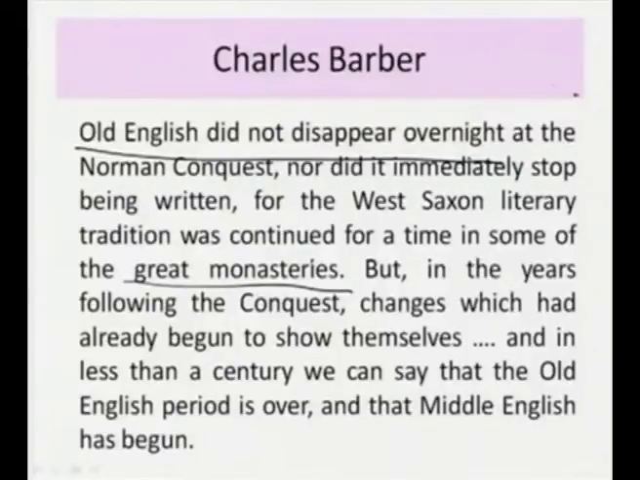So, these are some of the hazards that we have to bear in mind. Therefore, Old English did not disappear overnight at the Norman conquest, nor did it immediately stop being written, for the West Saxon literary tradition was continued for a time in some of the great monasteries. But in the years following the conquest, changes which had already begun to show themselves took hold, and in less than a century, this is important, it did not even take 100 years for the Old English period to be declared over and for the Middle English period to be considered to have begun.